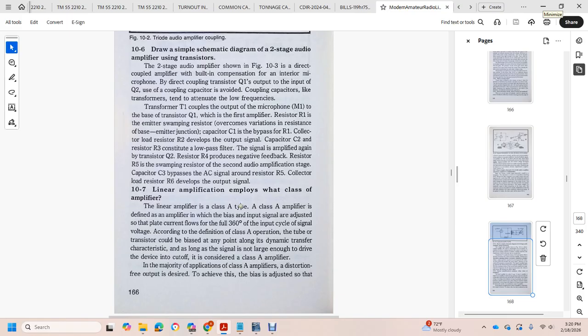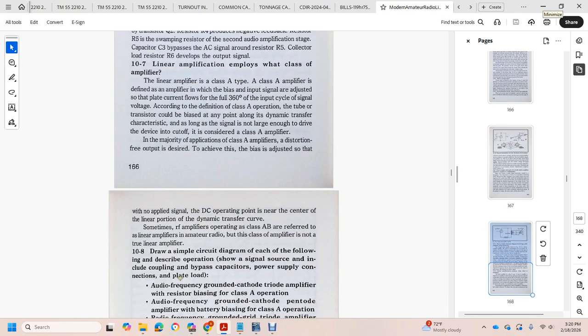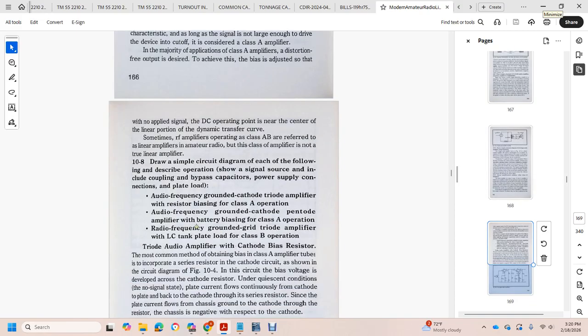In the major applications of class A amplifiers, distortion-free output is desired. To achieve this, the bias is adjusted so that the signal will not be clipped, with a DC operating point near the center of the linear portion of the dynamic transfer curve. Sometimes radio frequency amplifiers operating in class A are referred to as linear amplifiers. Amateur radio class A amplifiers are not true linear amplifiers.